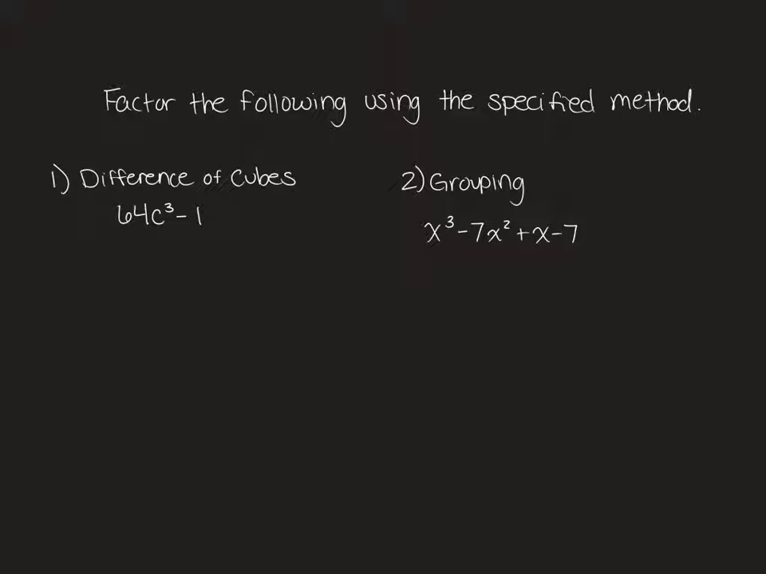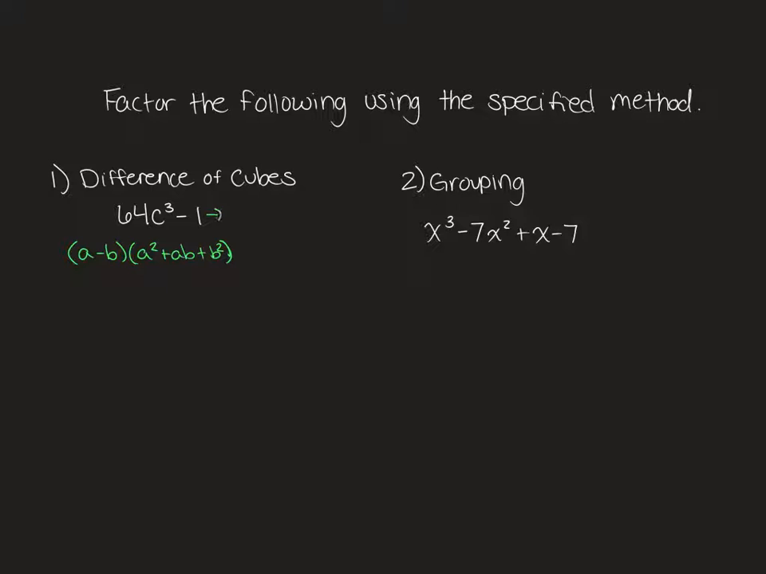So we are asked to factor the following using the specified method. Our first problem, we are using a difference of cubes. So if you remember the rule for difference of cubes, it factors to (a minus b) times (a squared plus ab plus b squared). Okay, so we have 64c cubed minus 1.